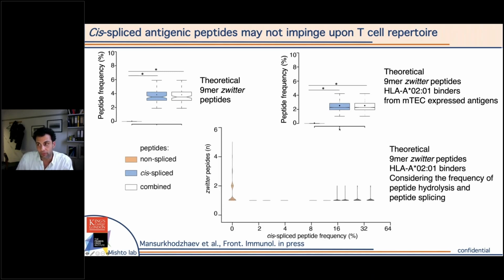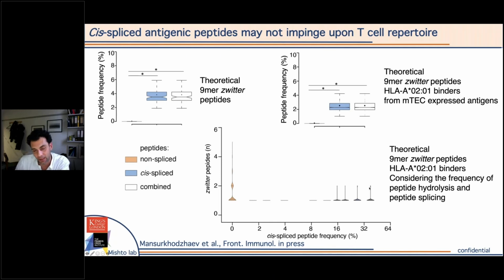However, what we know from both our in vitro experiment and the immunopeptidome analysis is that only a tiny fraction of all the potential splice peptide sequences is generated by the proteasome. So when we included this information in our in silico analysis and computed the average number of zwitter peptide per virus, we had some examples for non-splice peptide, but only when we hypothesized a very large frequency of splice peptide in the immunopeptidome can we estimate a relevance of splice peptide in the generation of zwitter peptide.